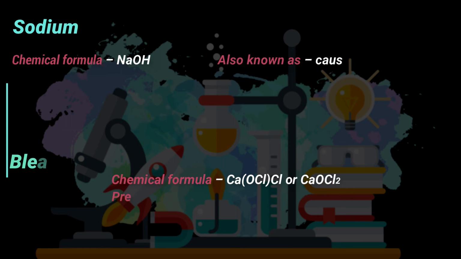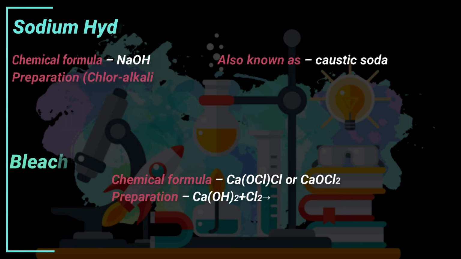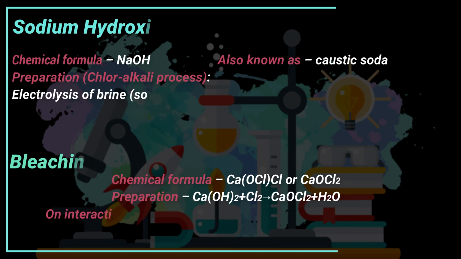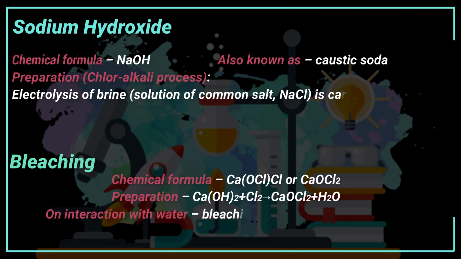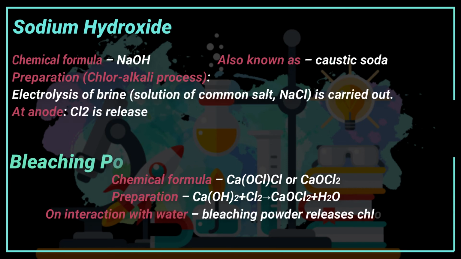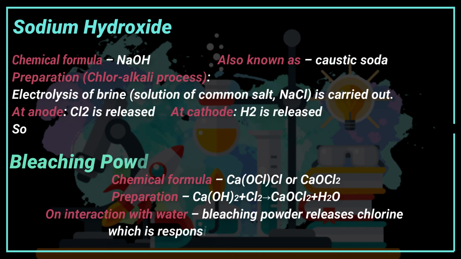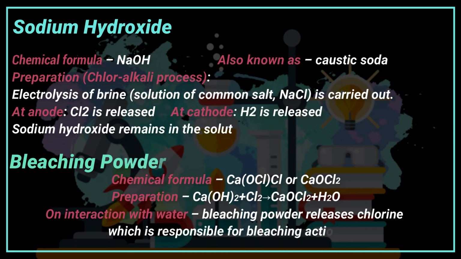Sodium hydroxide. Chemical formula NaOH. Also known as caustic soda. Preparation, chloralkali process. Electrolysis of brine, a solution of common salt, NaCl, is carried out. At the anode, Cl2 is released. At the cathode, H2 is released. Sodium hydroxide remains in the solution.